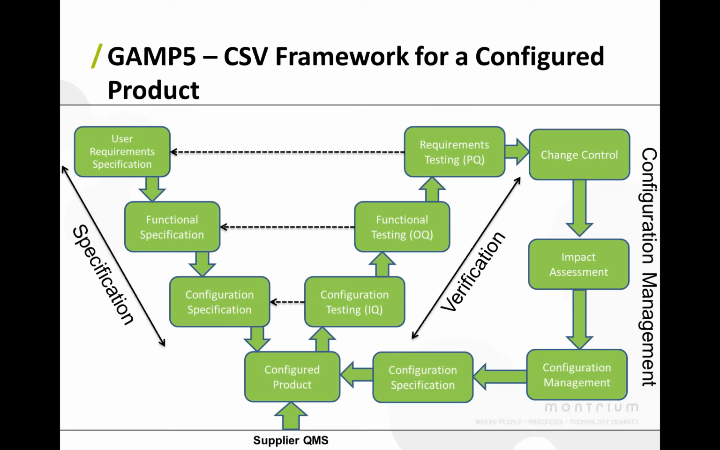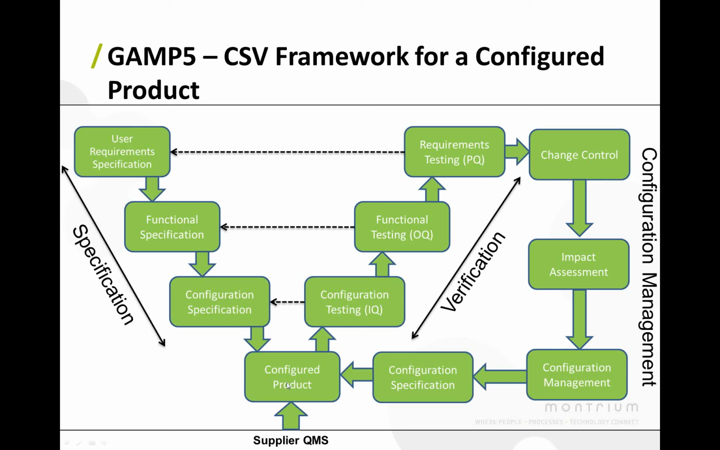Now, the way that the GAMP framework works is in what we call a V model. On the left-hand side, we have the various different specifications. So we have a user requirement specification, a functional specification, and a configuration specification. Now, this is within the context of a configured off-the-shelf system. If we were dealing with a fully customized system, we would actually have other documents as well, such as design specifications required. So based on these specifications, we're able to actually configure our product.